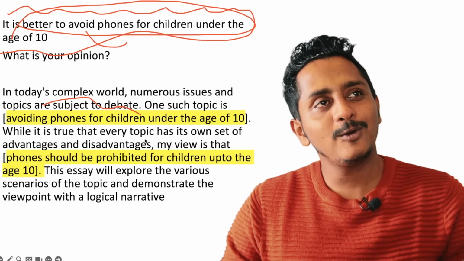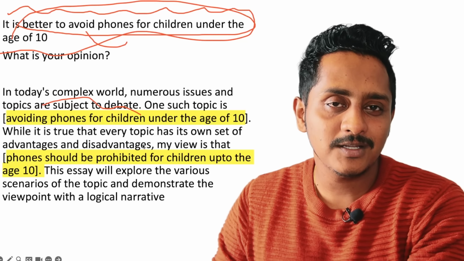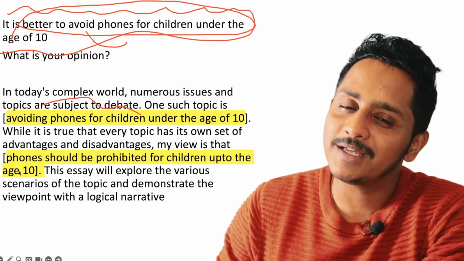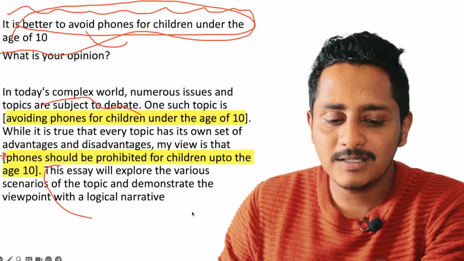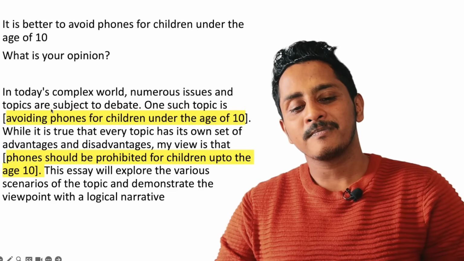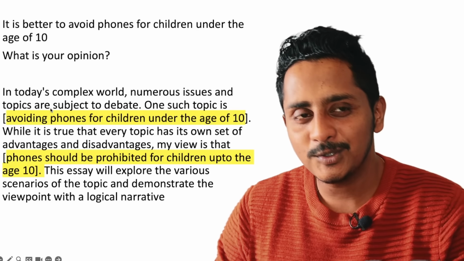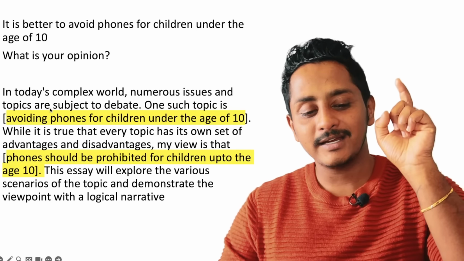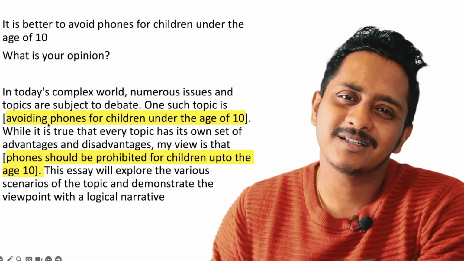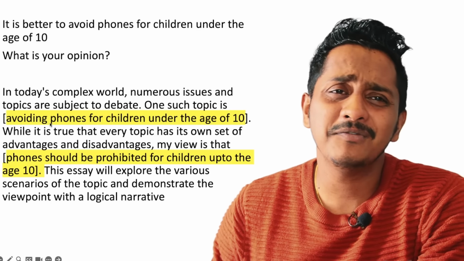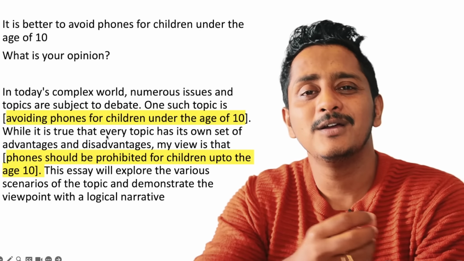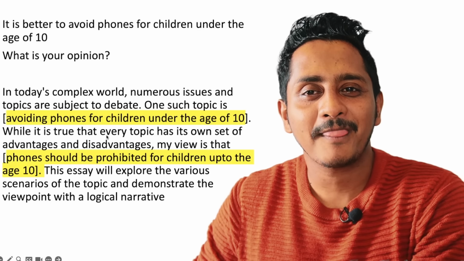While it is true that every topic has its own set of advantages and disadvantages, my view is that phones should be prohibited for children up to the age of 10. I am giving my view. This essay, exactly as it is, copy paste the template. Write as little as possible, you need to have some grammar knowledge and then only you can write like this. Just copy pasting the things will never work. It has never worked before, probably for 50-58 it may, for 65-79 it will not, because you are going to end up making a lot of grammatical errors. Hope you are getting it.